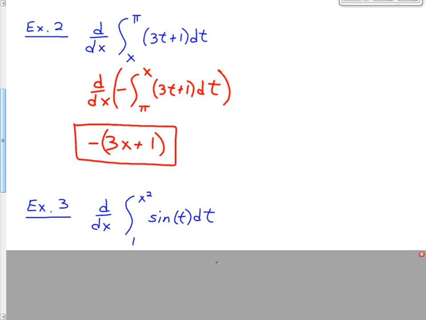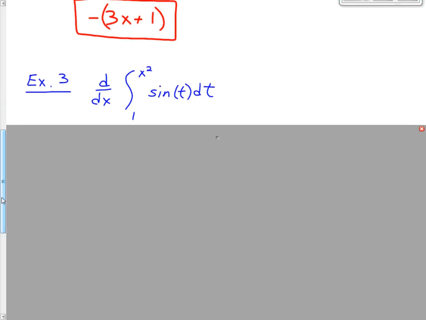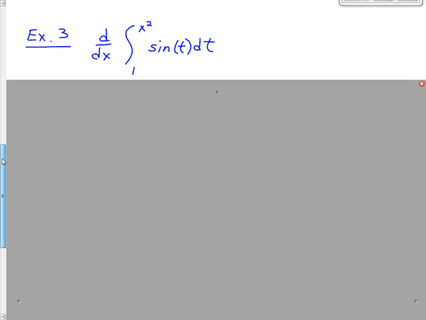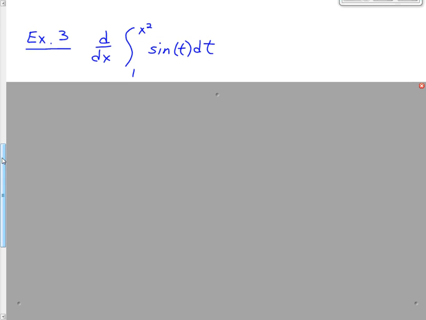Okay? How are we going to handle something like this? Not quite the same. So what I think I'm going to have to do to make this fit the theorem is use a temporary variable u and let that equal x squared.